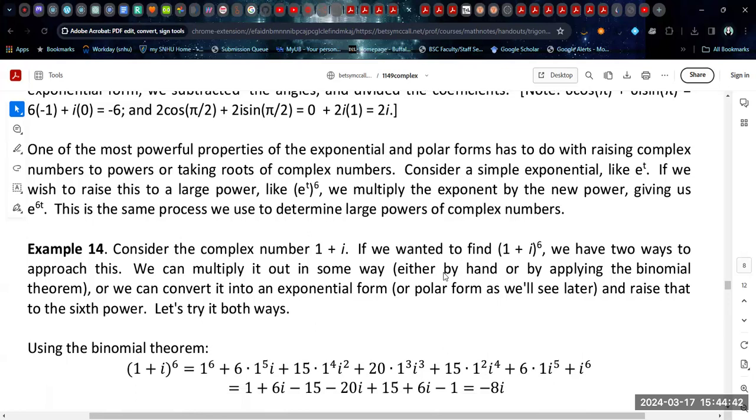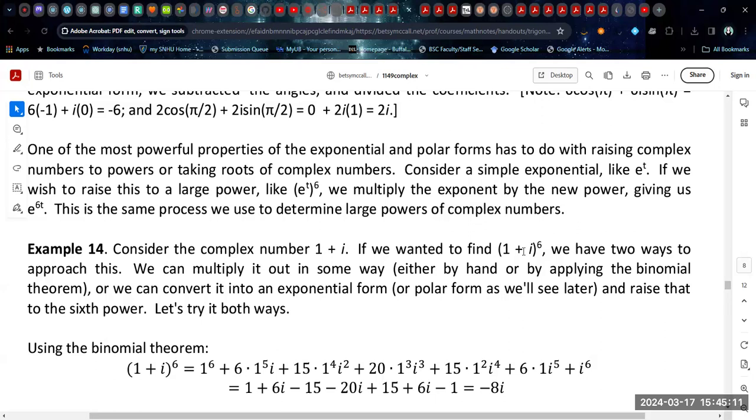Now, one of the really useful properties of dealing with complex numbers in polar form is when we need to raise complex numbers to a power, or when we want to find a root of a complex number, like the square root or a cube root. So suppose that I want to raise the number 1 plus i to the 6th power.